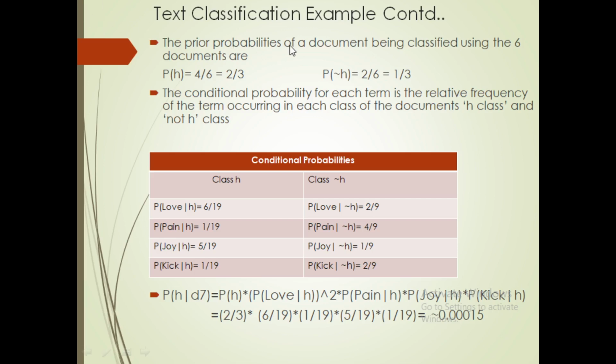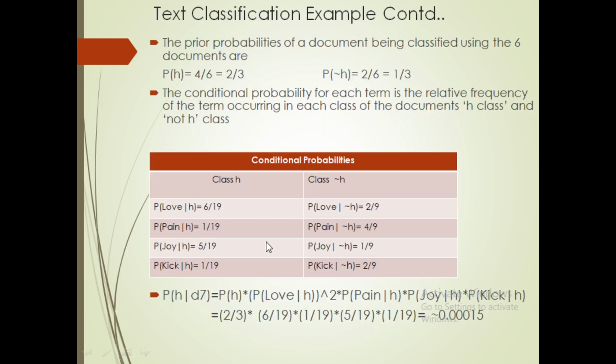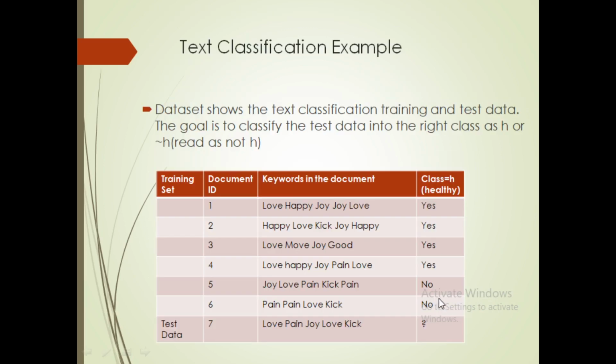The prior probabilities of a document being classified using the 6 documents are: P of H is given by 4 divided by 6. We have 4 here because we have 4 yes, that's the numerator term. We have taken 6 in the denominator since we have 6 training instances. P of not H is given by 2 divided by 6 because we have 2 nos and a total of 6 training instances.